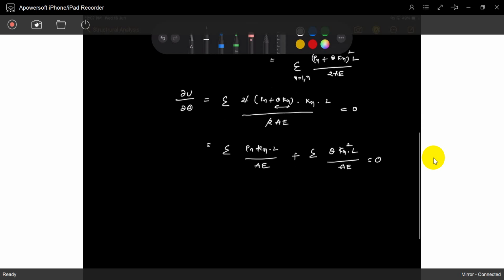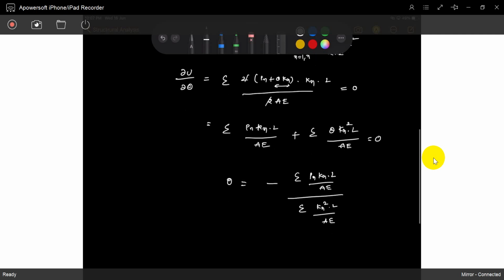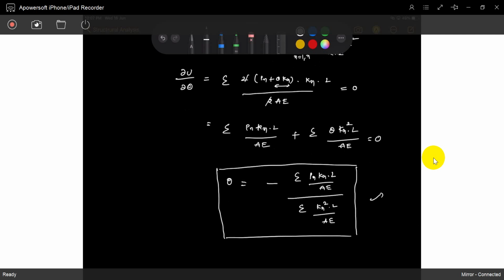That's it. If you take Q outside, what is it? Q equals minus sigma Pn Kn L divided by AE, divided by sigma Kn square L divided by AE. You can calculate K, you can calculate Q. So understood? Only the P forces, K, L and AE. The P forces you can calculate without the redundant.